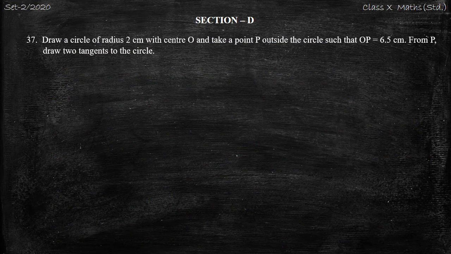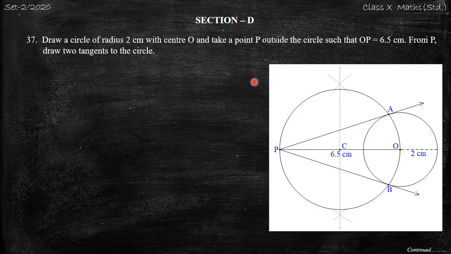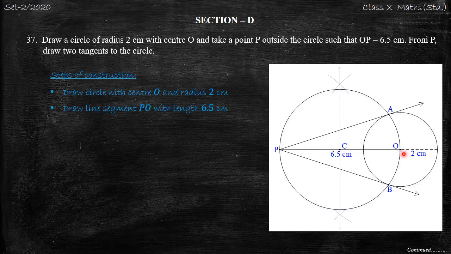Okay, this question is on construction. It has got a choice question on the next slide. This is how it looked like after the construction. Let me go through the steps of construction. First draw a circle with center O and 2 centimeter radius, and draw the line segment PO with 6.5 centimeter length. Draw the bisector of PO.